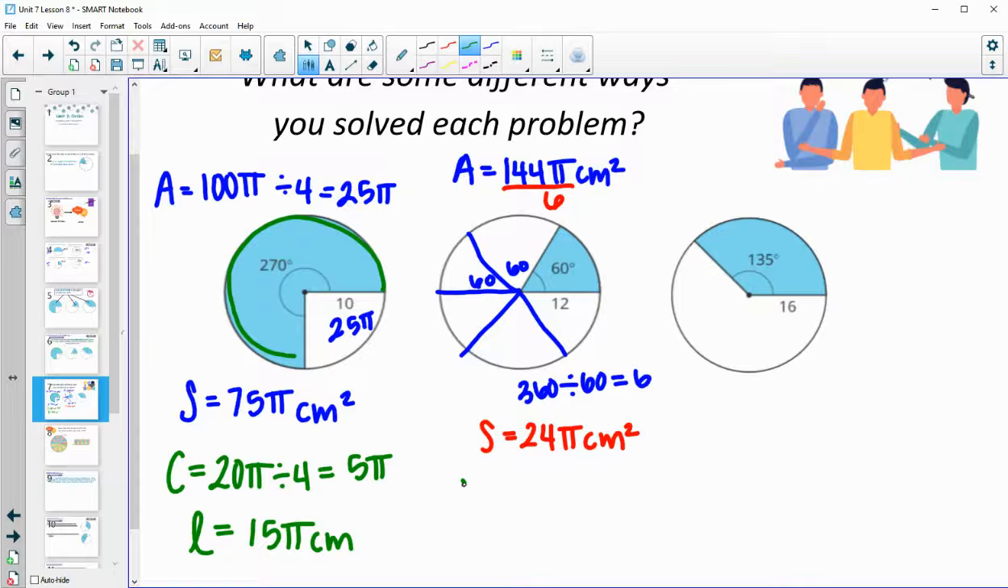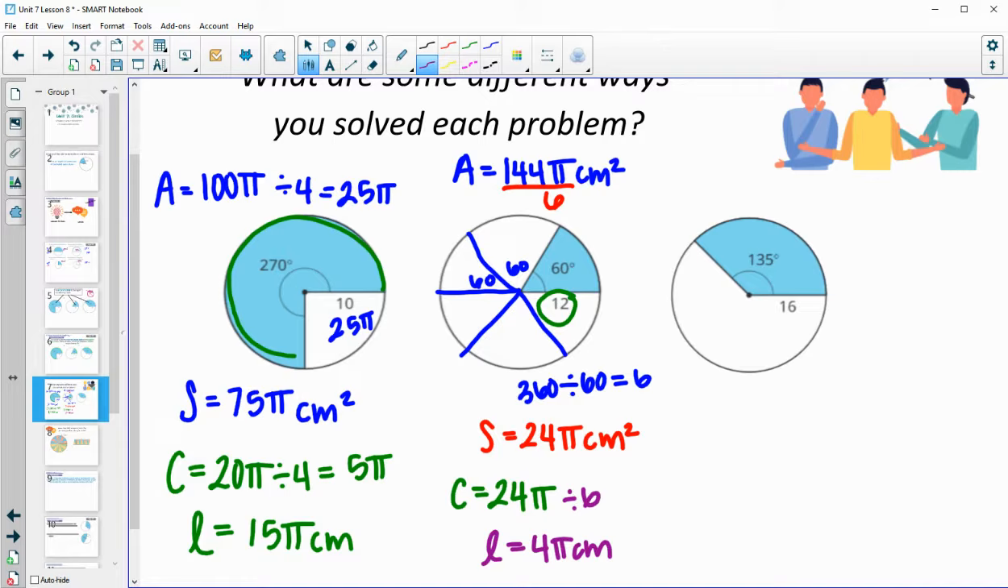And then a similar idea here for the circumference. So 2 times the radius is 24 with a pi. And then dividing that into 6 equal chunks, so divide this by 6. So the arc length would be 4 pi centimeters.